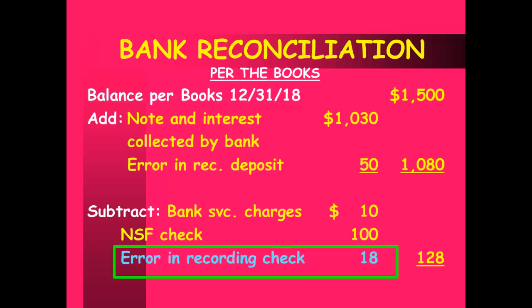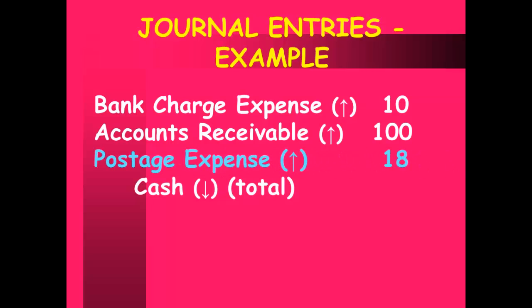Finally, the $18 error in recording my check. To figure that one out, I want you to look at the two entries you jotted down for the $275 and the $257. Comparing those two entries, tell me, what account do you think I should debit for $18? Postage expense. Very good. Why is that? Because I debited it for $257. I should have debited it for $275. I did not debit it for enough. So I had three items that I subtracted from the books. I need to debit bank charge expense, accounts receivable, and then my postage expense. I'm going to make one credit to cash then for the total.